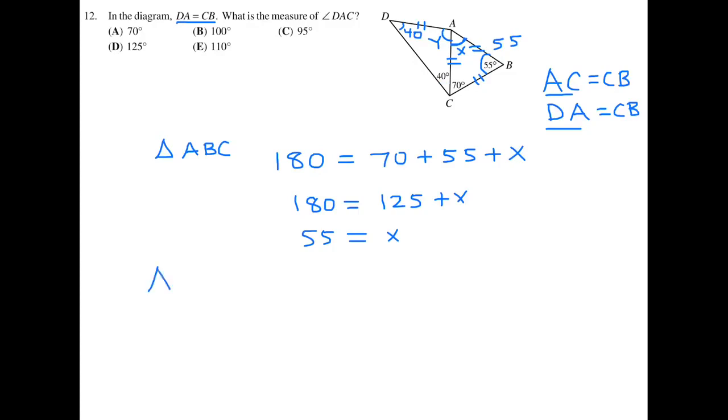So then we just have to look at triangle DAC, which is this triangle right here, and use our formula once again that the sum of the angles is 180. So we've got y plus 40 plus 40 is equal to 180. Solve for y and you get y equal to 100. And that is the angle they're asking for, angle DAC. So the answer here is B.